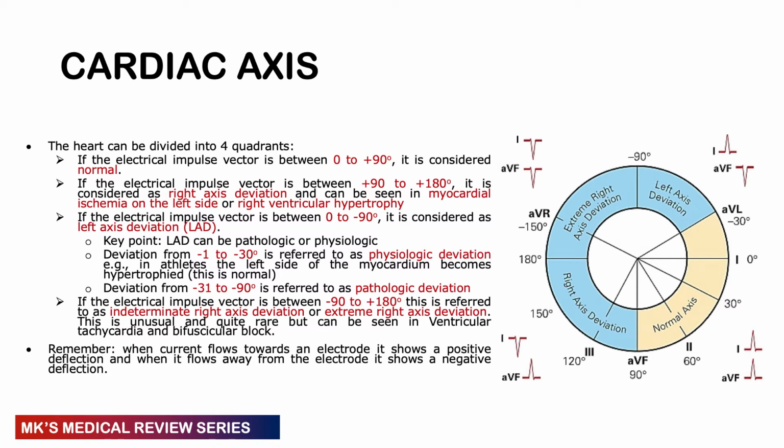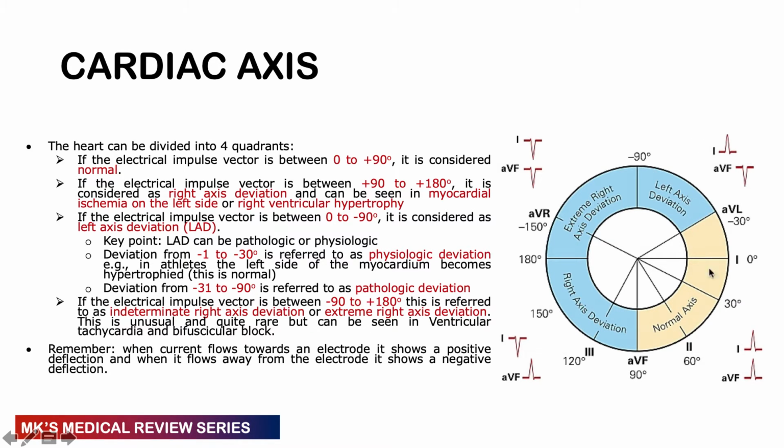Like I said, if the bulk of the heart muscle on the right side has increased because it has hypertrophied, it means this side will be generating a greater electrical activity, and this will shift it from being in this quadrant towards this quadrant on the right side. We call that right axis deviation.